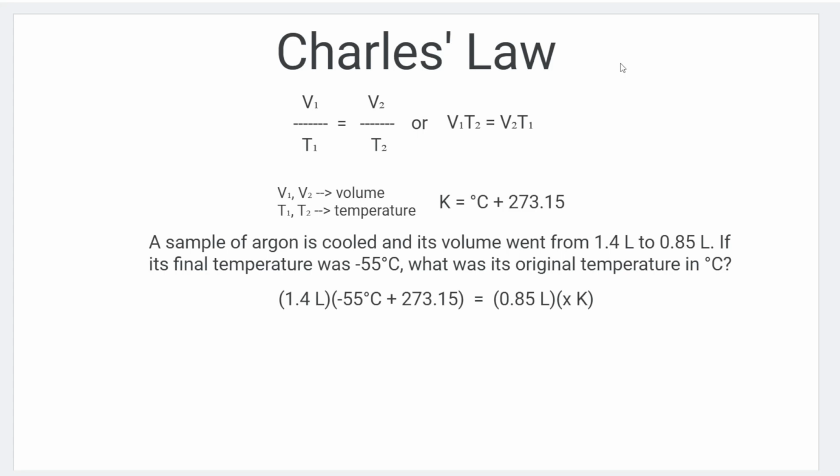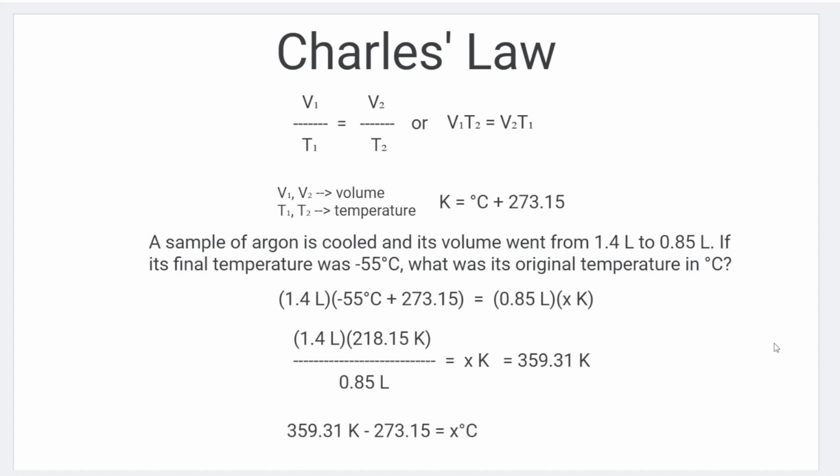We can divide both sides by 0.85 liters to solve for temperature 1. And so we have 1.4 liters multiplied by 218.15 Kelvin over 0.85 liters. And we get about 359.31 Kelvin. But we're not quite done. The problem asks for the original temperature in Celsius, meaning that we need to convert this back from Kelvin to Celsius. We can do this by subtracting 273.15. And we get about 86.16 degrees Celsius. Let's take a look at one last problem.